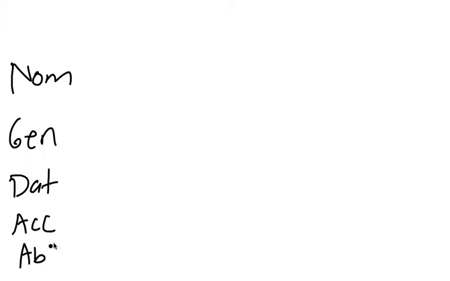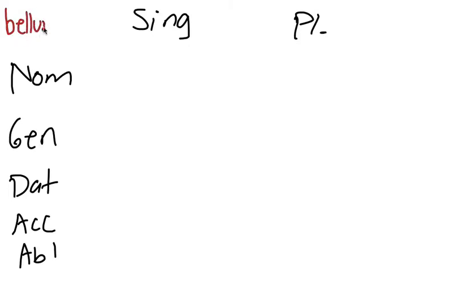Okay, so now we're going to actually decline a second declension neuter noun. So again, we'll set up our 5 principal cases: nominative, genitive, dative, accusative, and ablative. Okay, we'll have singular and plural at the top. And for our sample noun, let's use bellum. So the vocab entry is bellum, belli, and it's neuter, war.